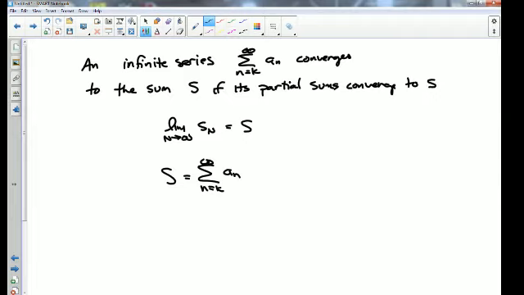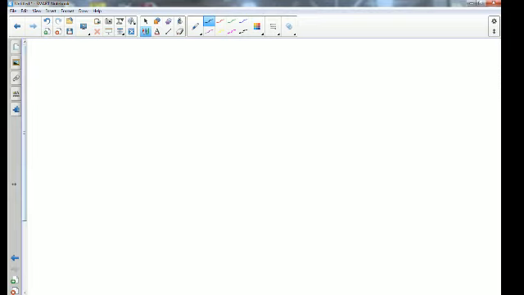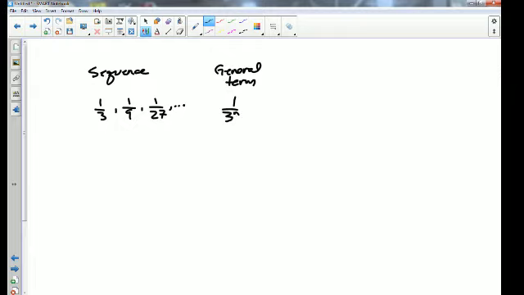Okay, let's compare sequences and series. Maybe that'll clear it up for you. So if I have a sequence that is, let's say, 1/3, 1/9, 1/27, etc., what's the general term for that? What does n start at? 1, right?